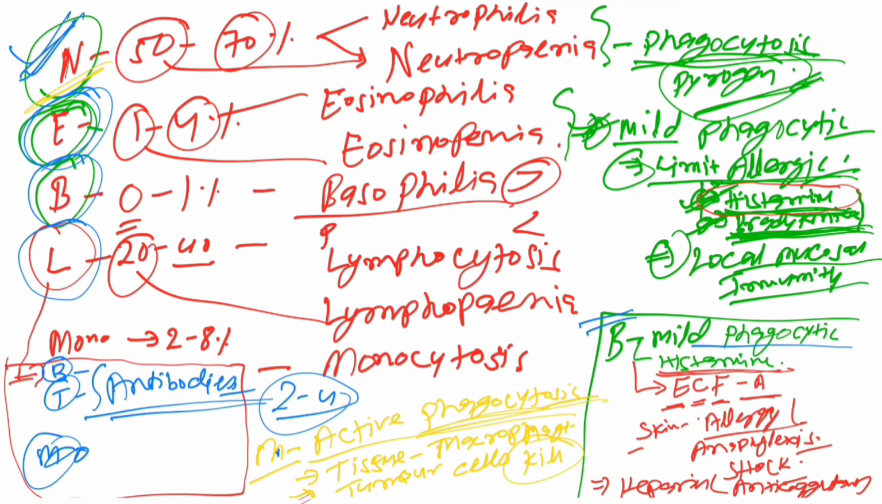When neutrophil fails to prevent infection, then other mechanisms will come, like monocyte, and if monocyte is not going to work, then obviously lymphocyte will work. T lymphocyte, B lymphocyte, antibody will be produced.